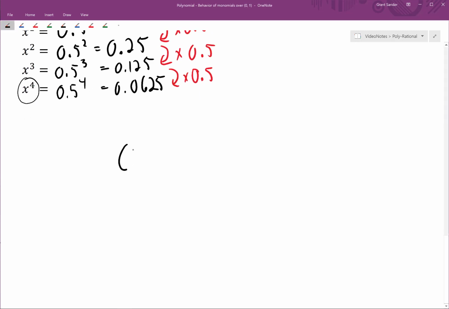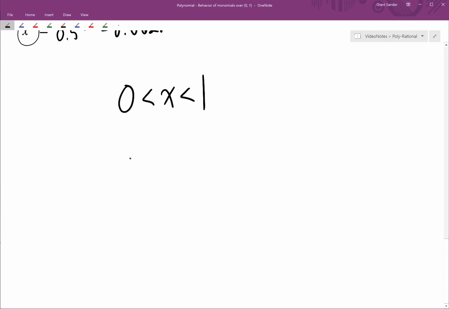For values of x between 0 and 1, x to the m is actually less than x to the n if m is greater than n. So if we have a bigger exponent, so m is bigger than n, then x to the m is actually less than x to the n. And so between 0 and 1, larger exponents actually create smaller values.